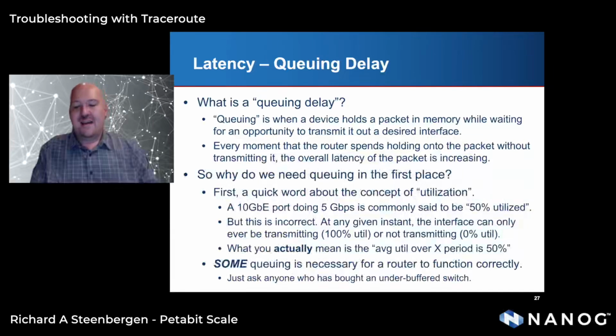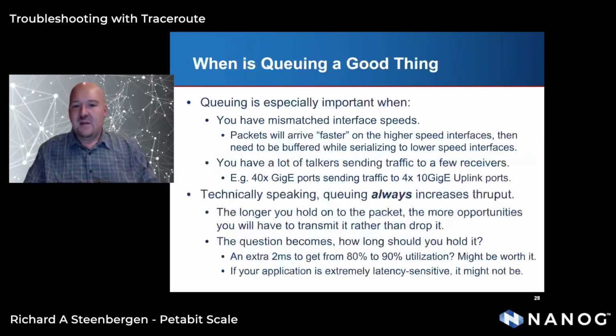So some level of queuing is necessary for any device to function. And if you doubt that, ask anybody who's ever bought an underbuffered switch. The top of rack switches that are really cheap also tend to have very, very small buffers, and you figure out very quickly that you start dropping packets way ahead of line rate because you need some buffer to handle the normal routing.